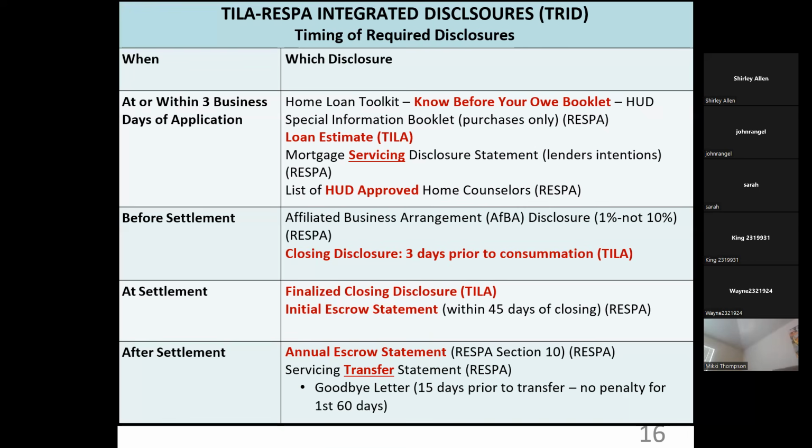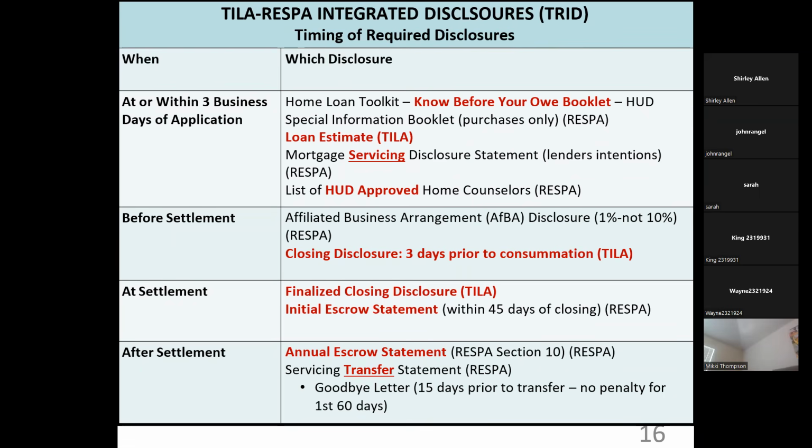RESPA says before settlement, if you're doing business with them, the way I talked about earlier, you're going to sell them the house, but you're also going to be responsible for putting the carpet or drapes in the house. If you're doing something like that, then you must have a disclosure. That disclosure is called an affiliate business arrangement, AfBA disclosure. And if you're making money from that company, if you get more than 1% ownership in that company that's doing the extra work, like the carpet or the drapes, you have to disclose it. 1%, not 10.